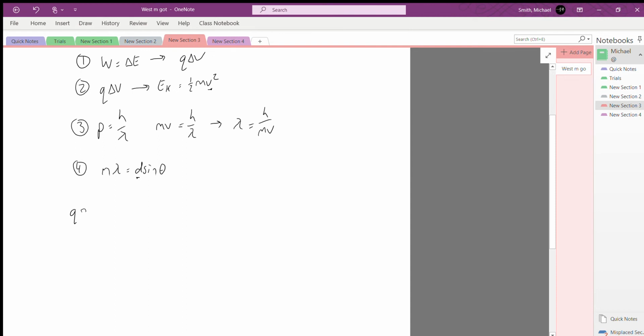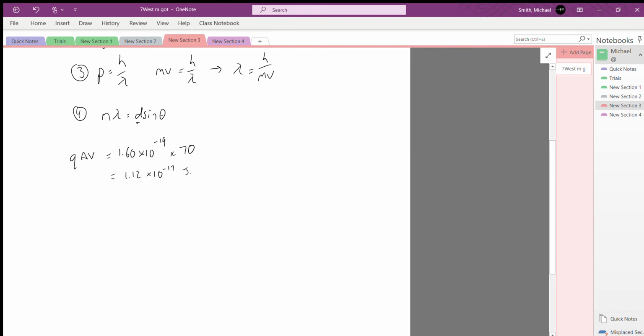So here we have Q delta V. Q is the charge of the electron, so that's 1.6 times 10 to the power of minus 19. Our potential difference from the question was 70 volts. And if we substitute that into our calculator, we get 1.12 times 10 to the power of minus 17 joules.